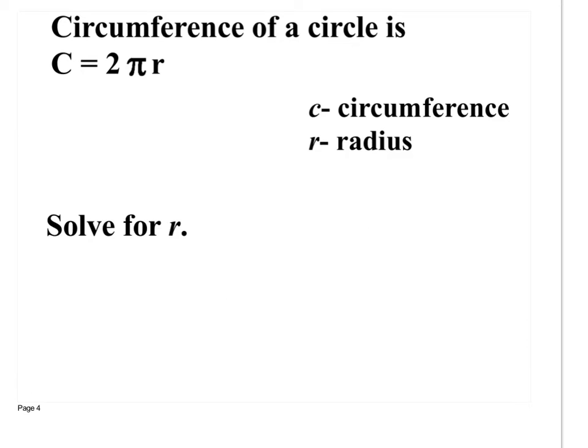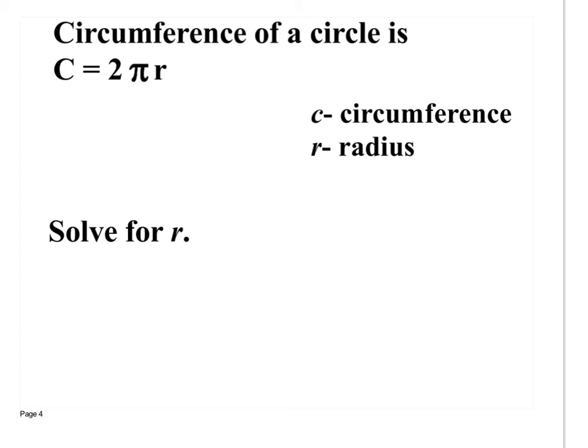Alright, write this down. This is what we've been leading to. They start giving us formulas, and we have to solve for one of the variables inside the formula. Alright, so they give us the formula for circumference of a circle. It's C equals 2 pi r. 2 times pi times the radius, C being the circumference of a circle. We're supposed to solve for r.